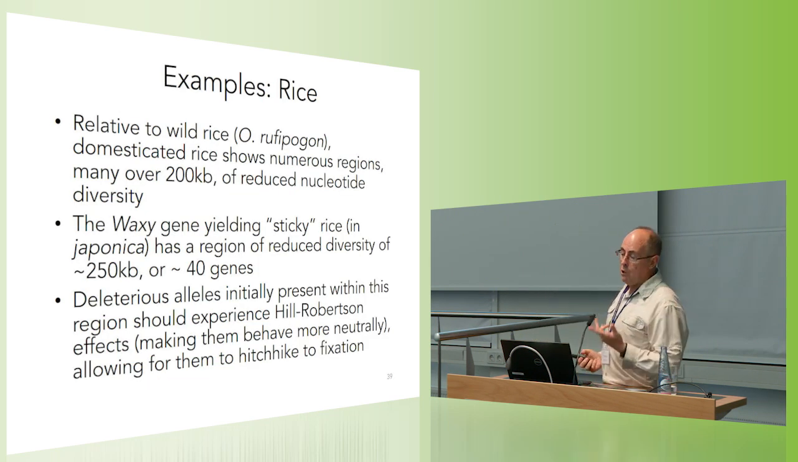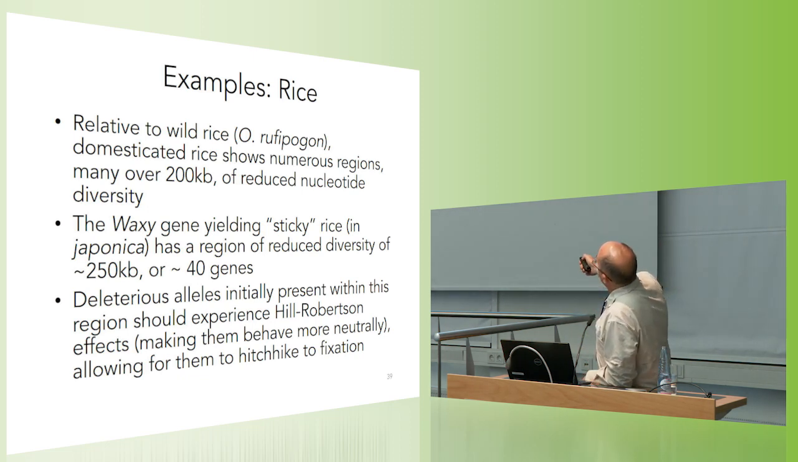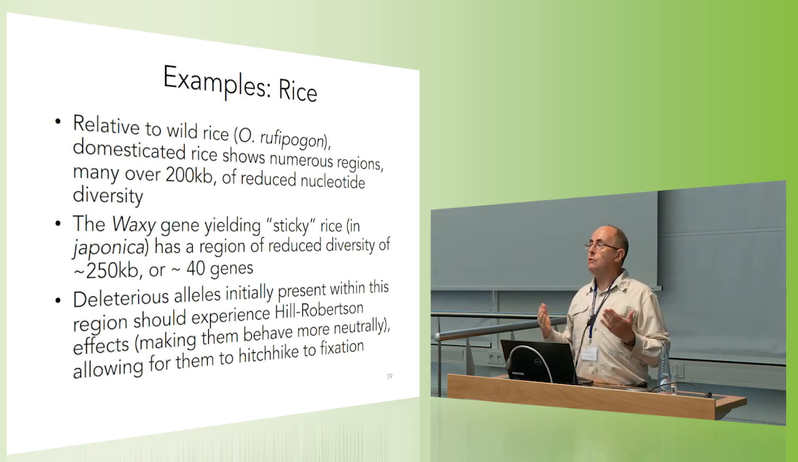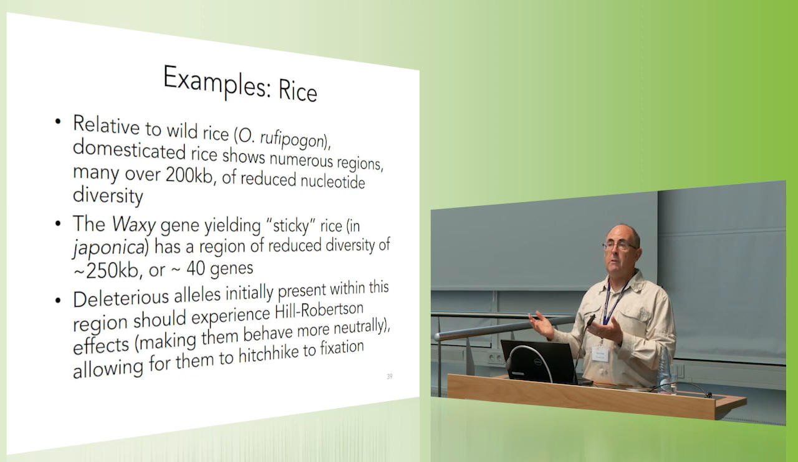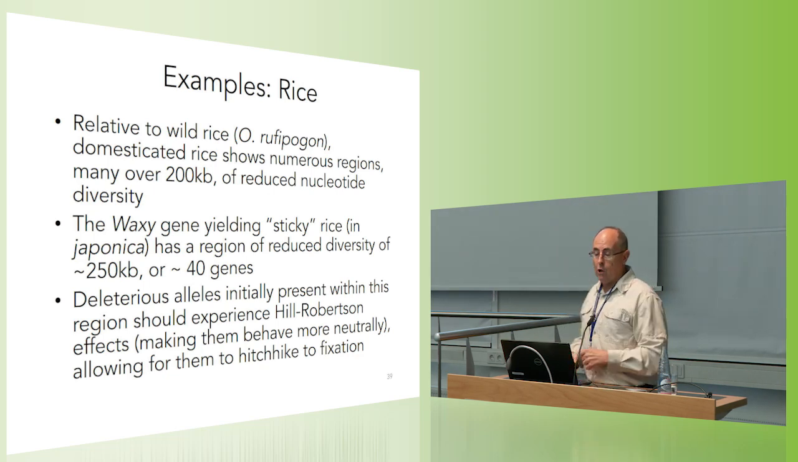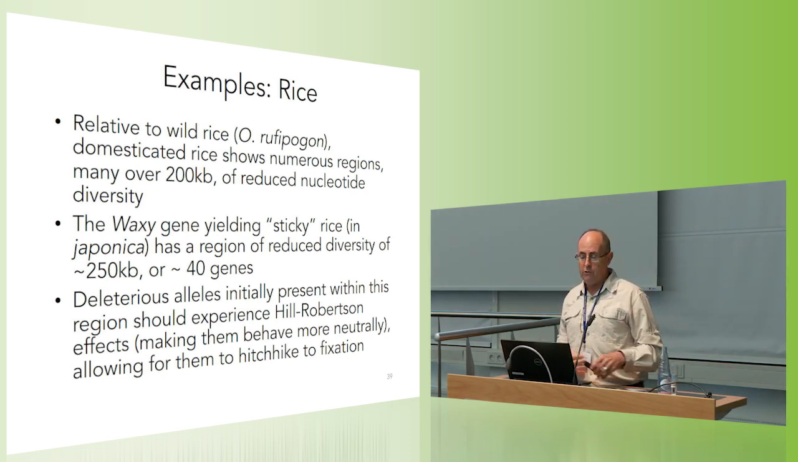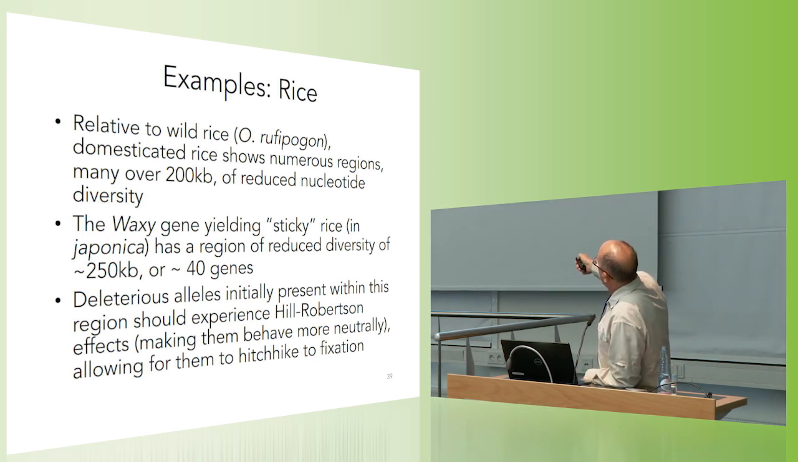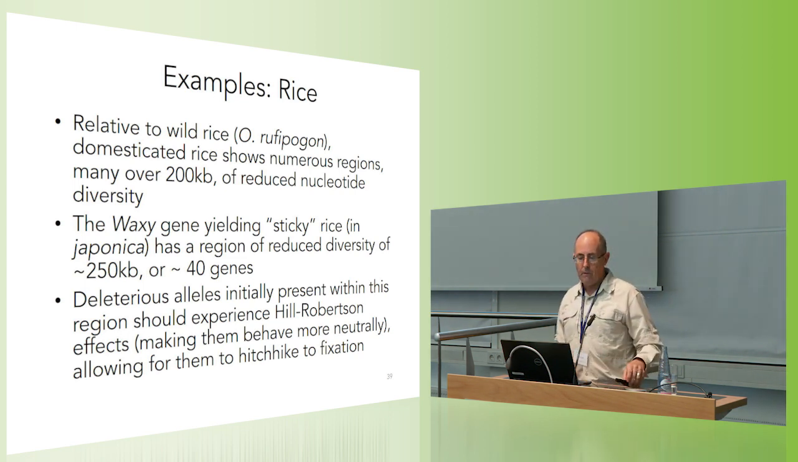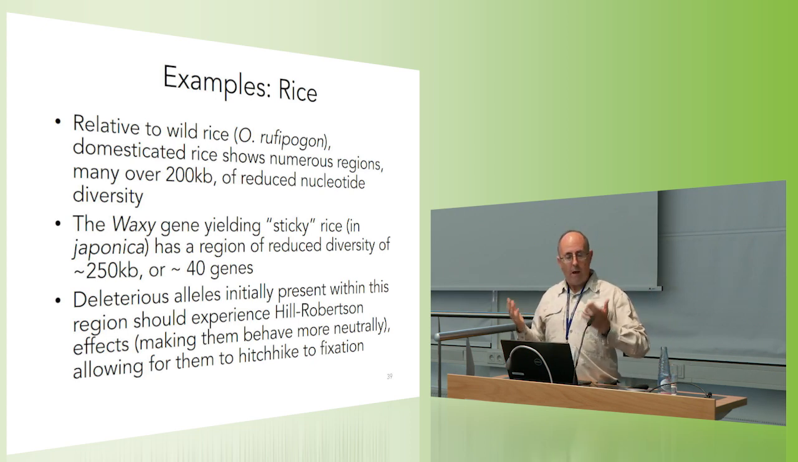And there are examples of this happening. A good example is rice. Relative to wild rice, domesticated rice shows regions often over 200 kb of reduced diversity. Most rice lines are highly inbred, so what this means is I have a panel of lines, I look over that panel, and I see reduced diversity. A good example is the Waxy gene. The Waxy gene is a splice mutation that gives you sticky rice in some groups of Japonica. That region, or sweep of reduced diversity, covers about 250 kb, or on the order of 40 genes. So selection by breeders has dragged along potentially deleterious mutations.